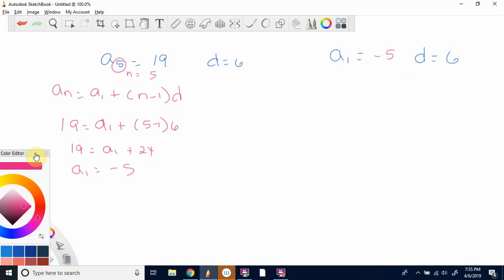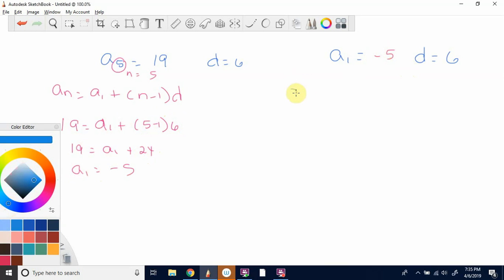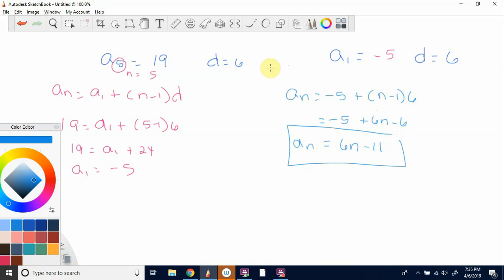So now I can plug that back into my formula, and I get a sub n equals negative 5 plus n minus 1 times 6. And I just simplify this by distributing negative 5 plus 6n minus 6, and I get 6n minus 11, and there is your formula. Okay, so you're always going to go back to this formula here and plug in what you know. All right, so do the guided practice, 2A and 2B, and we'll move on to example 3.